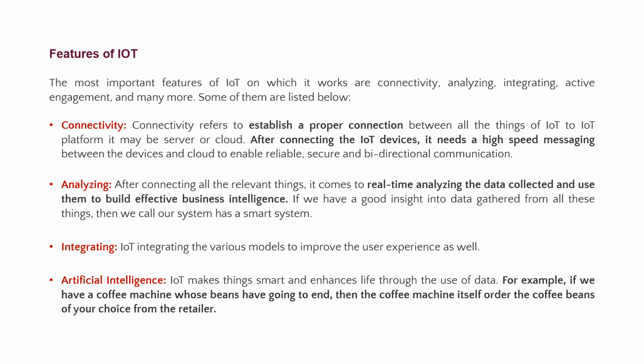Integrating. So IoT integrates the various models to improve the user experience as well. Integration means connecting each and every device with proper communication. Artificial intelligence. IoT makes things smart and enhances life through the use of data. So over here, artificial intelligence is a basic feature of IoT, because let's say we have a coffee machine whose beans are going to end. Then the coffee machine itself can order the coffee beans of your choice from the retailer. So this is the artificial intelligence that we are providing to our machine.